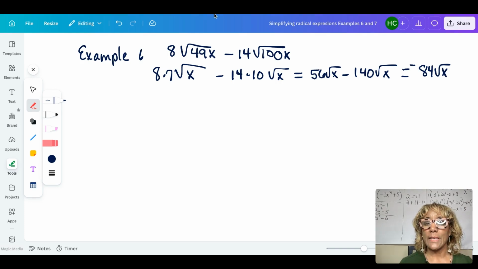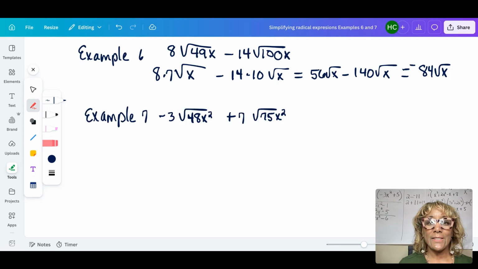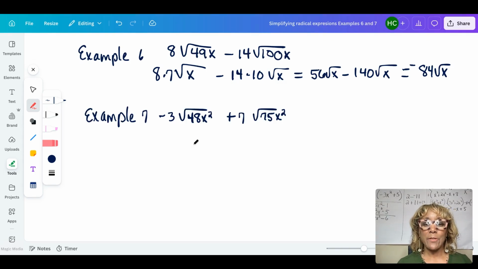Let's do another example. And this time we're going to have some more variable expressions. All right, hold tight. All right, let's look at this problem. This time we have some more variables here, and looking at what's underneath our radical, I can take the square root of x squared in both cases, but I've got to simplify this so that I see if I have some like terms. Because right now I've got a 48 and a 75, and we know these have to be the same number where I can do any combining.